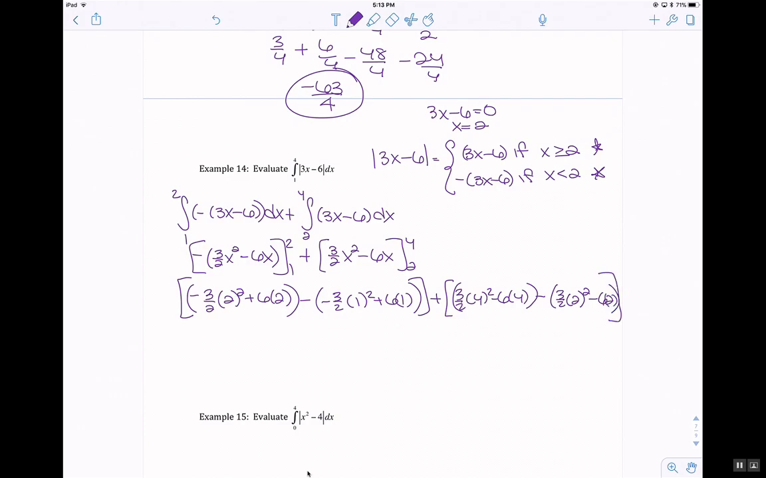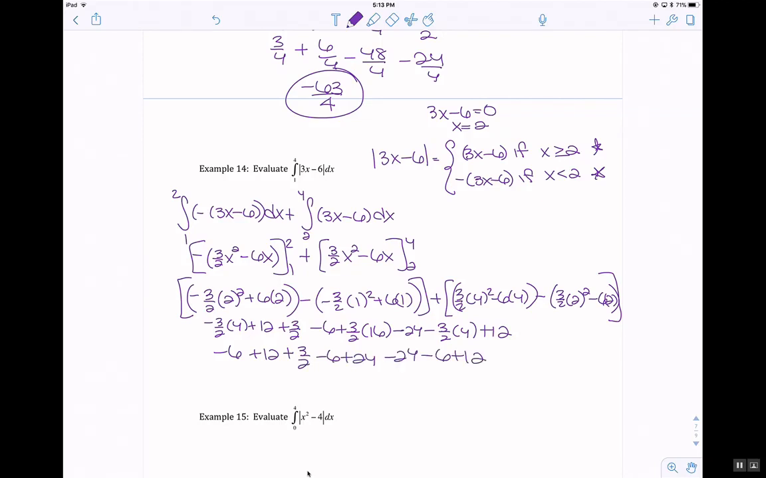So then I get negative 3/2 times 4 plus 12, and then plus 3/2 times 16 minus 24, minus 3/2 times 4 and plus 12. So simplify even more. So negative 6 plus 12 plus 3/2 minus 6 plus 24 minus 24 minus 6 and plus 12. And when you simplify this, you get 15/2. Okay?